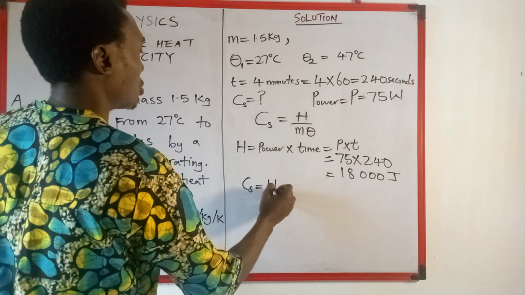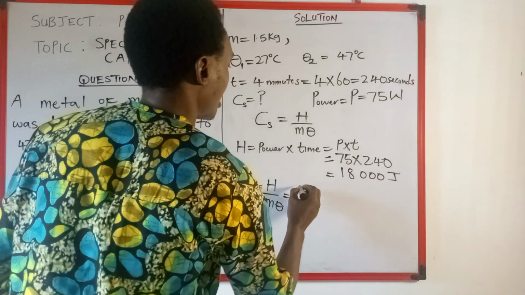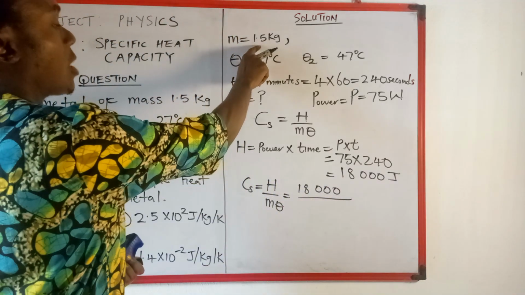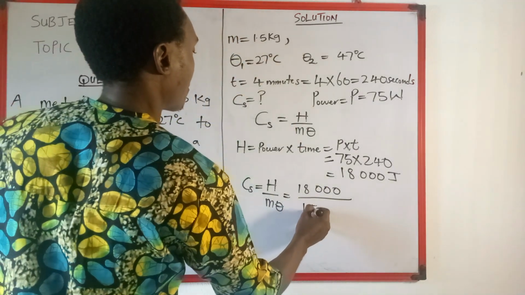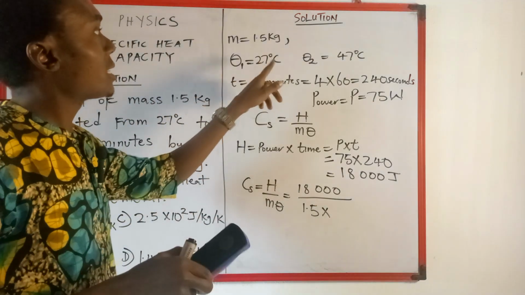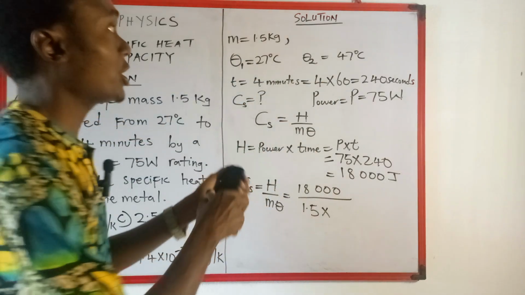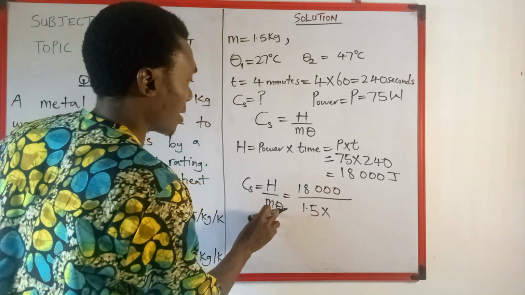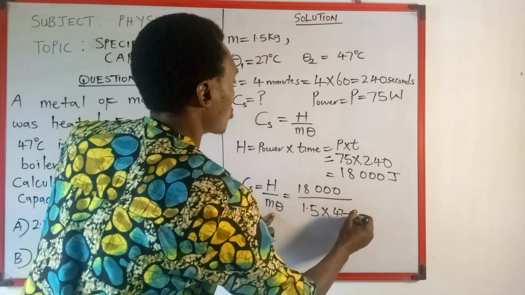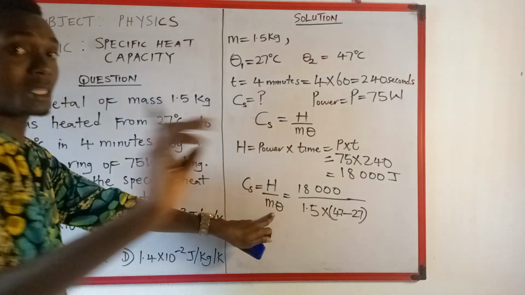Okay? Let's put aside this our formula: C is equal to H over M theta. So our H here is already 18,000. What's our mass? 1.5. Now take note, I said it's going from theta 1 to theta 2, so definitely there's a temperature change. So temperature change here, which is this our theta, is going to be 47 minus 27. Why? It moved from small to big. So there's a temperature change.